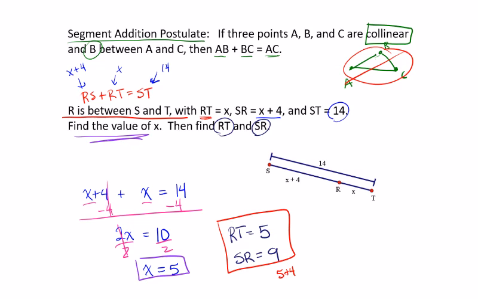So let me know if you have any questions, but remember the segment addition postulate: if you have 3 collinear points, A, B, C, then AB plus BC must equal AC, right? If B is between A and C.